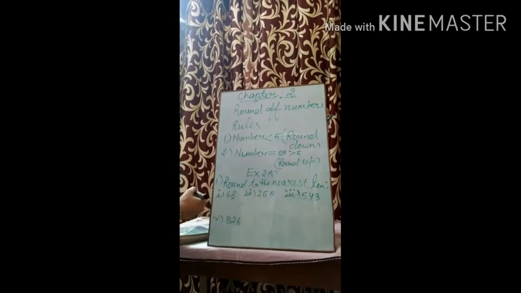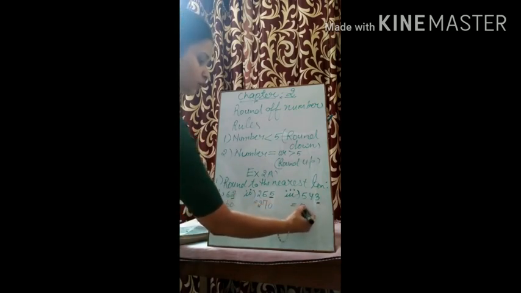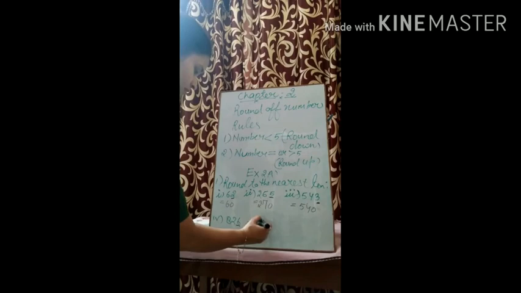The number at the unit place is less than 5, so 62 is rounded down to 60. 265: the number at the unit place is equal to 5. It is rounded up to 270. Less than 5, rounded down to 540. More than 5, rounded up to 830.